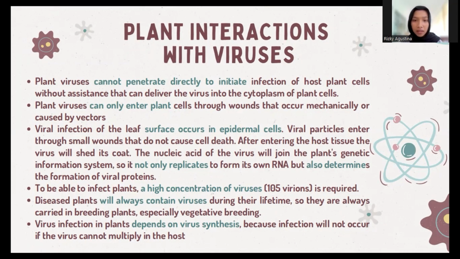After entering the host tissue, the virus will shed its coat. The nucleic acid of the virus will join the plant's genetic information system, so it not only replicates from its own RNA, but also determines the formation of viral proteins. To be able to infect plants, a high concentration of virus, 10^5 virions, is required. Diseased plants will always contain virus during their lifetime, so it is always carried in breeding plants, especially in vegetative breeding.